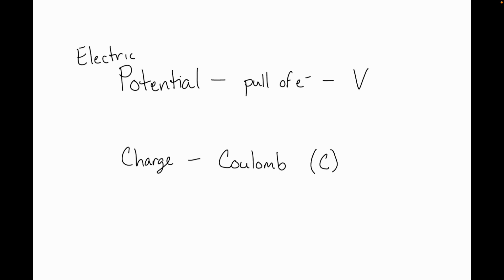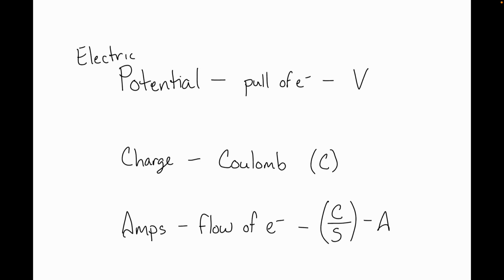What's called the amps, or flow of electrons, is measured in coulombs per second. That's what an amp is. And then this potential, this pull of electrons, is measured in volts, which is a joule per coulomb. And remember, joules are what we use to measure energy.